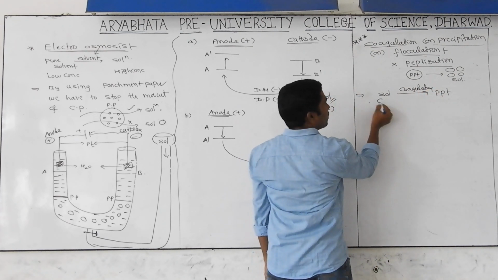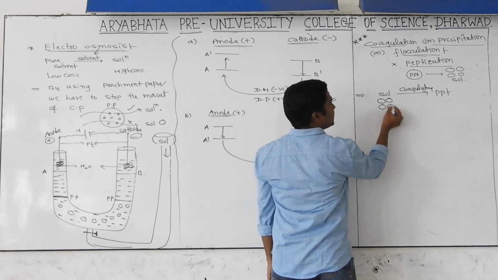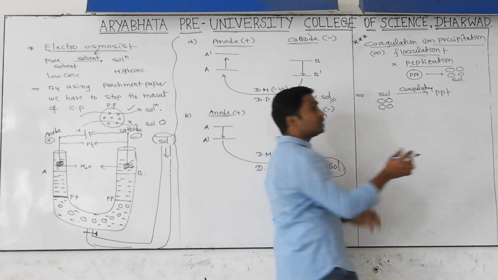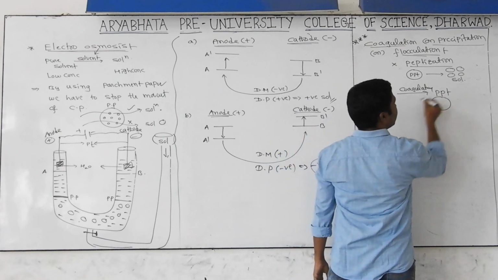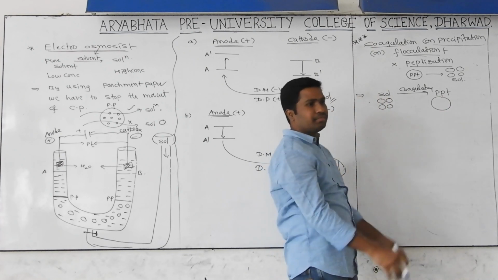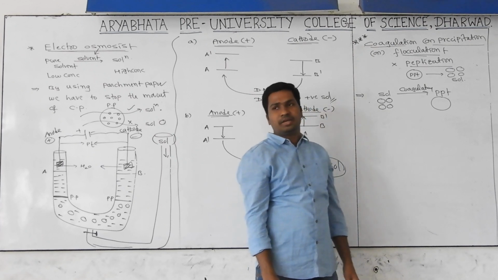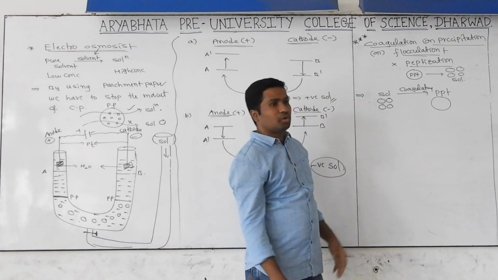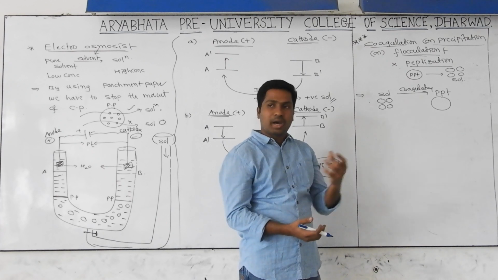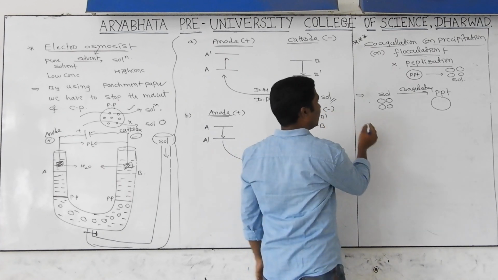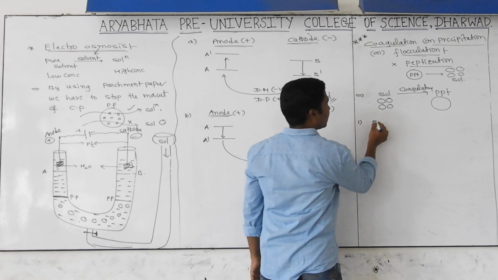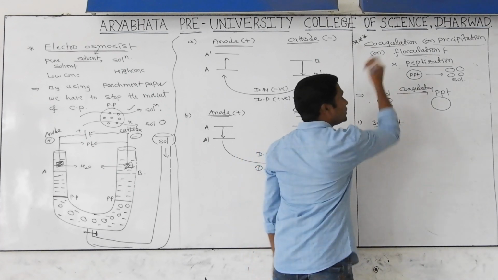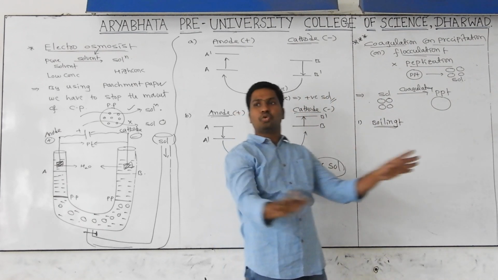A sol particle has a particle size range of 1 to 1000 nanometers. When all such colloidal particles aggregate and become bigger particles, more than 1000 nanometers in size, the phenomenon is called coagulation or precipitation or flocculation. How can you achieve this? We have different techniques. The first one is nothing but boiling. Boiling is one technique to achieve coagulation. It is to disturb the sol.